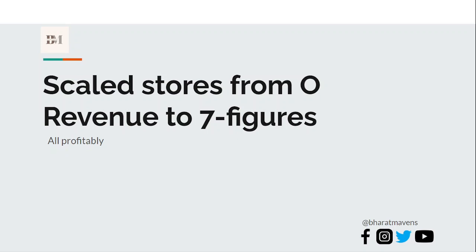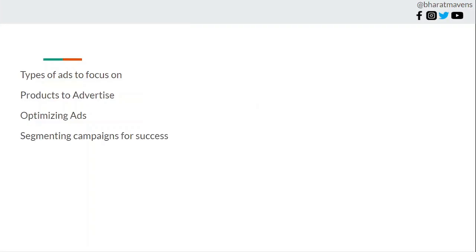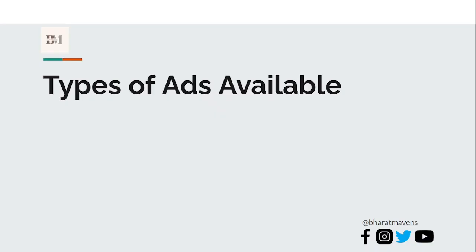Now with that, let's get into today's agenda. This video's agenda is to focus on what ads to run, then products to advertise, optimizing the ads, what kind of optimization you should be doing, then segmenting campaigns, how you should be segmenting the campaign, and expansion of campaigns for scale. Now let's get into types of ads available first.